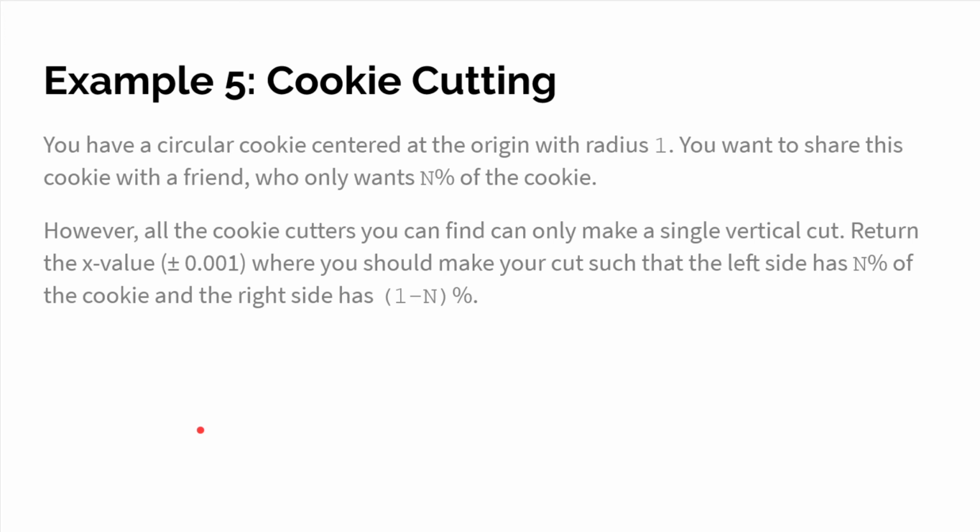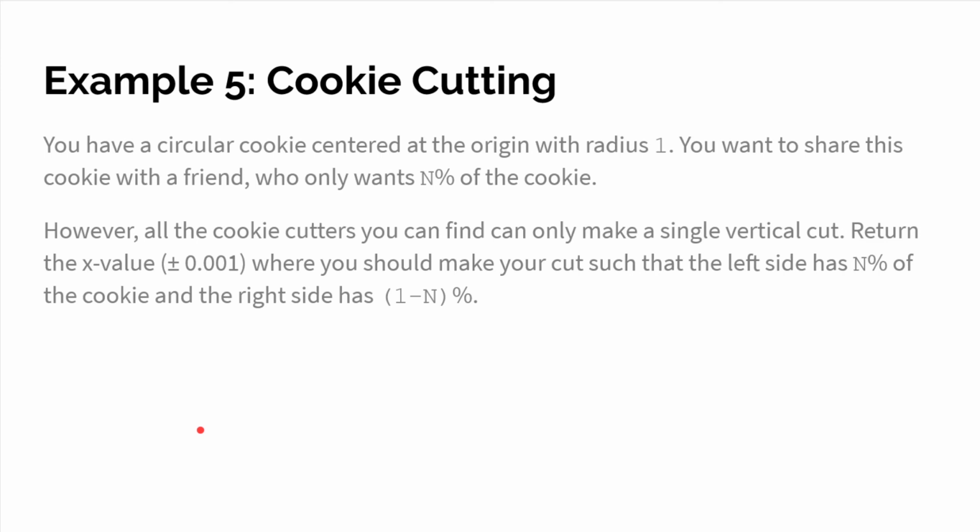Now, for the more involved example, cookie cutting. You have a circular cookie centered at the origin with radius 1. You want to share this cookie with a friend who only wants n% of the cookie. However, all of the cookie cutters you can find can only make a single vertical cut. Return the x value, plus or minus 0.001, where you should make your cut such that the left side has n% of the cookie and the right side has 1 minus n%.